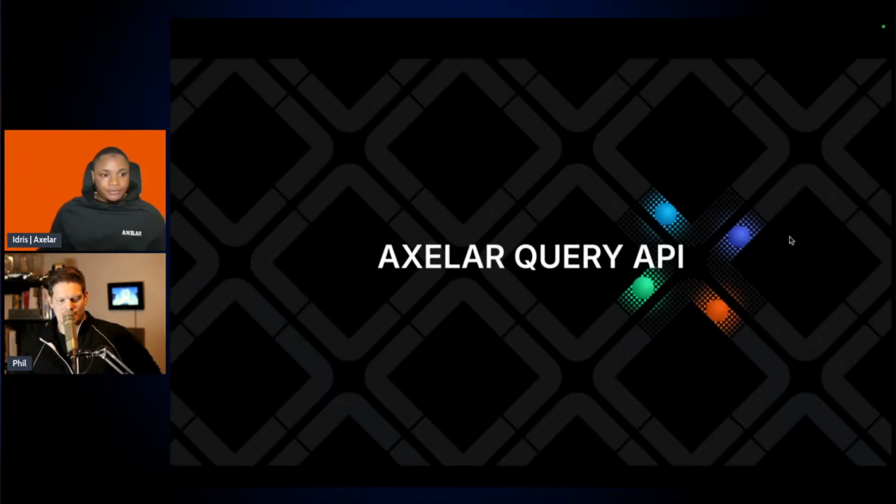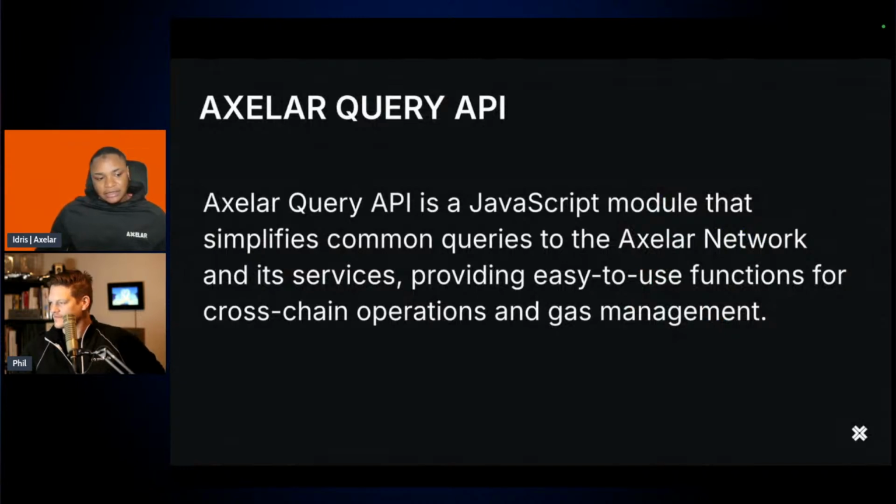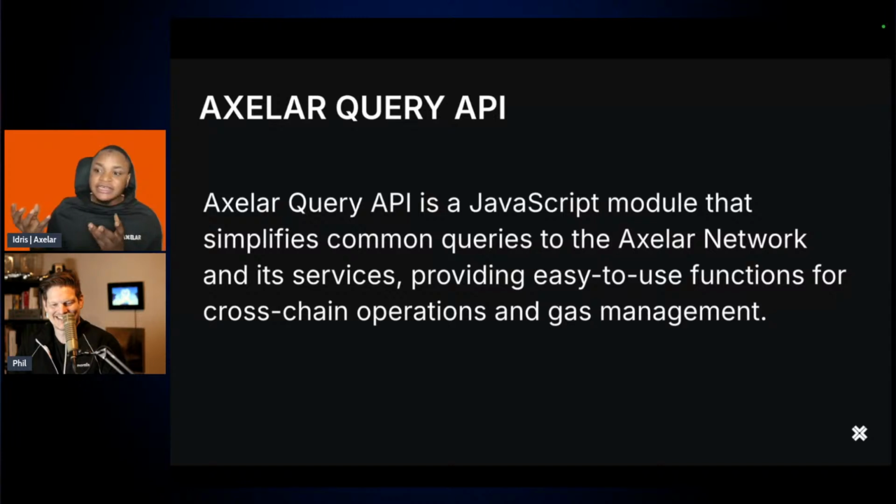So now that's it for the gas service. Let's talk about the query API that actually allows you to make these calls on chain, and then integrating all of these things within your decentralized application. So what exactly is the Axelar query API? To keep things simple, the Axelar query API is a JavaScript module that simplifies common queries to the Axelar network and some of the services it provides out of the box. It also provides easy to use functions for gas estimation and gas management.